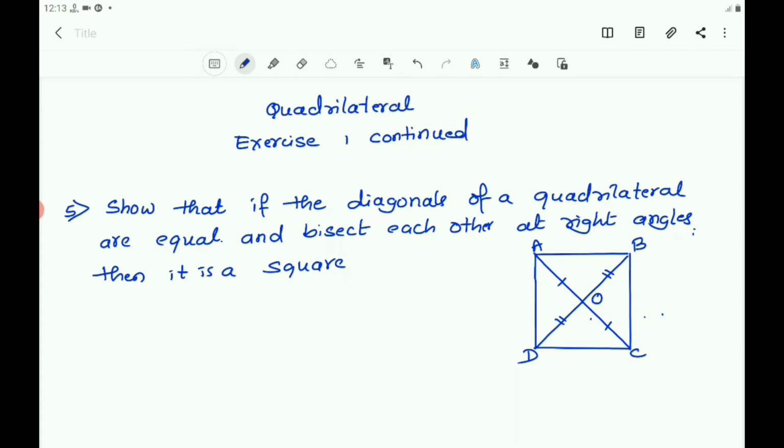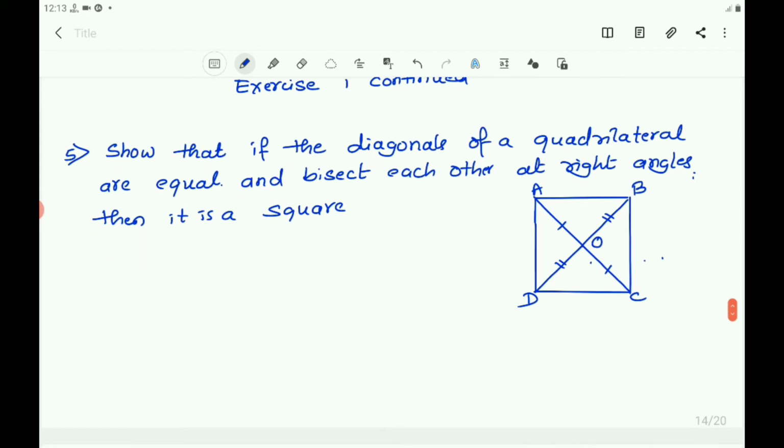You know that a quadrilateral becomes a square if all the sides are equal and all the angles are equal to a right angle. It must show the properties of a rectangle as well as the properties of a rhombus, that is, all sides are equal and all angles are equal to 90 degrees. If you prove that, then it becomes a square. Now you consider a quadrilateral ABCD.